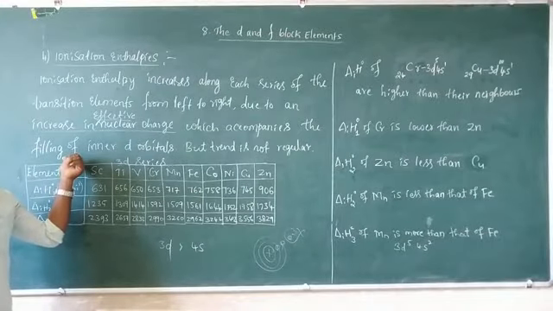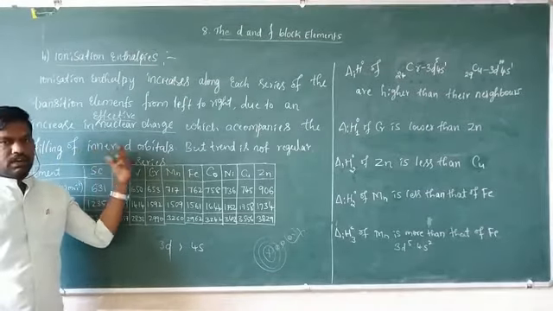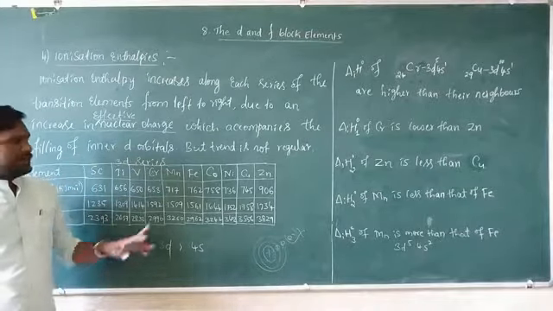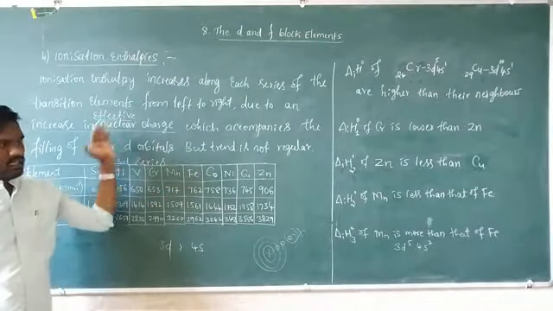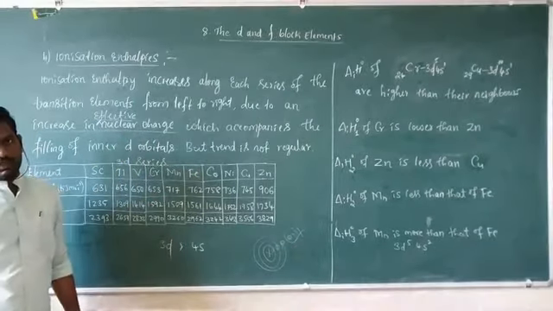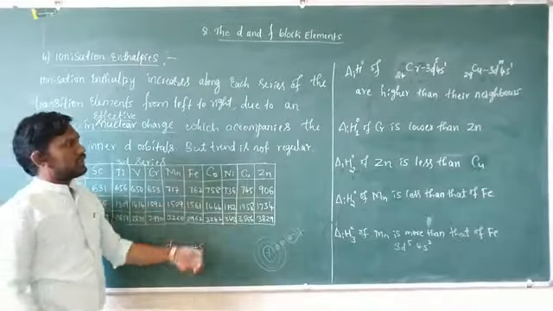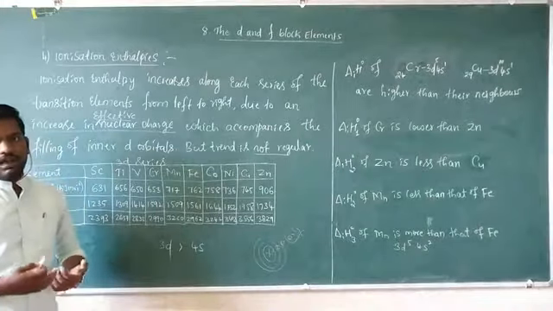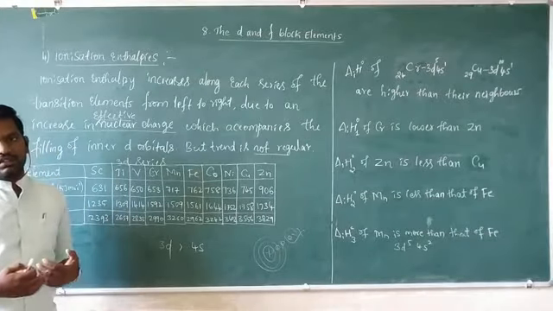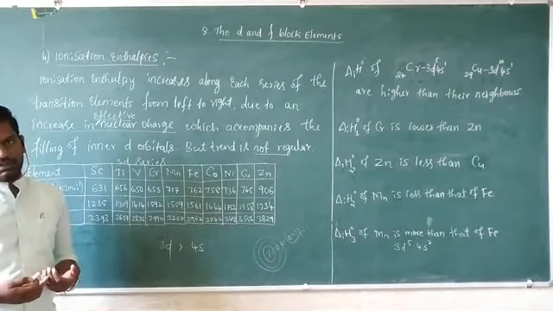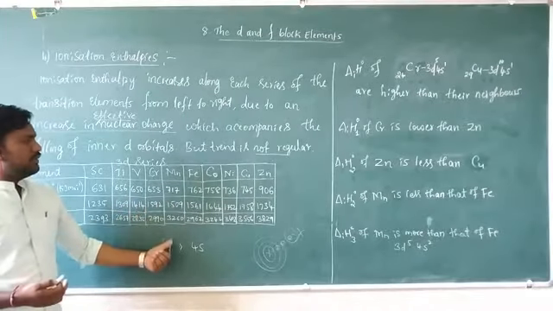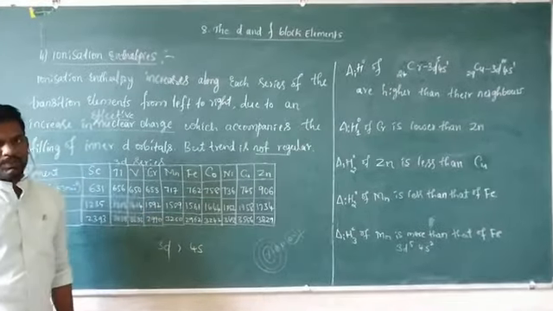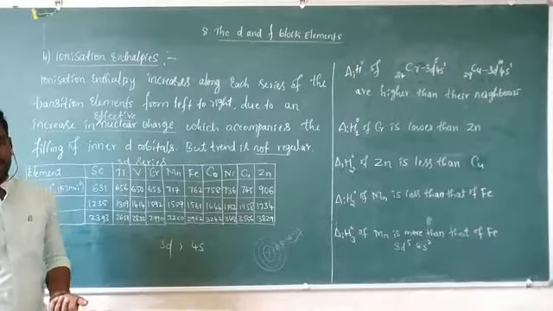Filling of inner d orbitals means d1, d2, d3, d4, d5, d6, d7, d8, d9. But this trend of increasing along the period is not regular. There are some variations due to the half-filled and completely filled d orbitals, at the d5 and d10 positions, due to the extra stability.